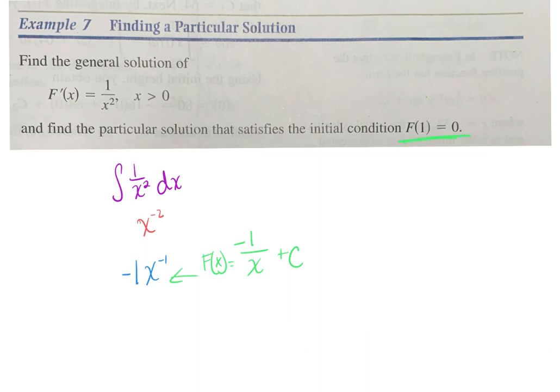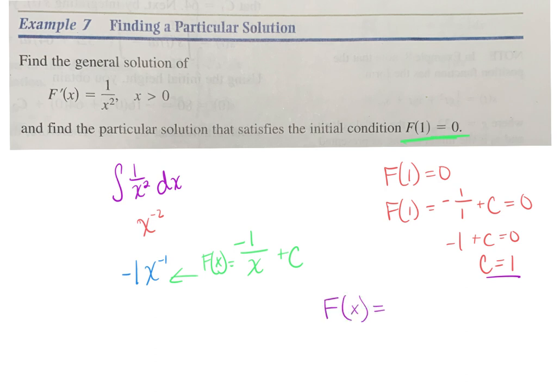Now they've given me more information. If you take that function and plug in a 1, you get 0. So let's do it. We're going to say f of 1 we now know equals 0. Well, f of 1 is what happens when I plug in a 1. -1 over 1 plus c equals 0. -1 plus c equals 0. What is c? 1. So now I can rewrite it using my particular solution here. My function looks like this. F of x equals -1 over x plus 1.